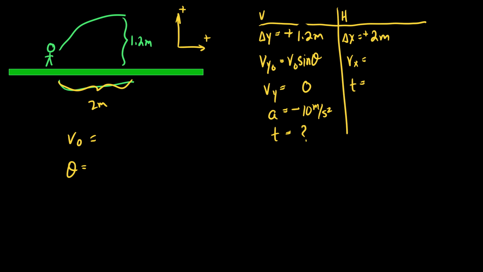So I don't have a way to solve it directly, but if I do find the time, I could use it to find V naught cosine theta. Now, once I have both of those, I think there's probably a way to figure out V naught and theta. Would you guys agree with that? Do you need me to go further with this one? Like maybe you don't know what to do once you found those two, or do you kind of have an idea of what you could do? Go ahead.